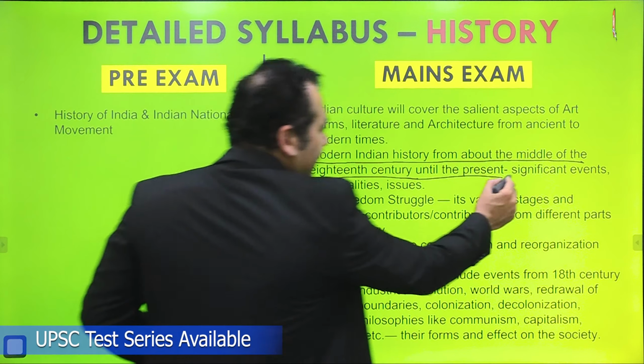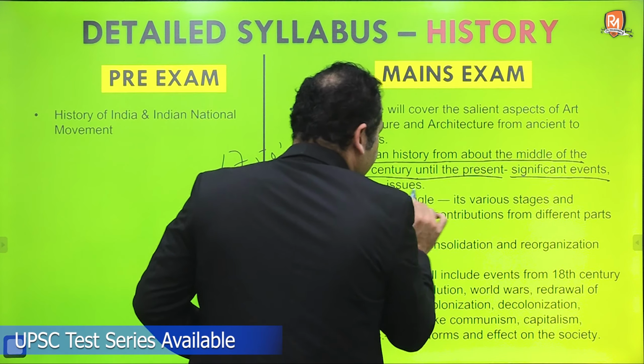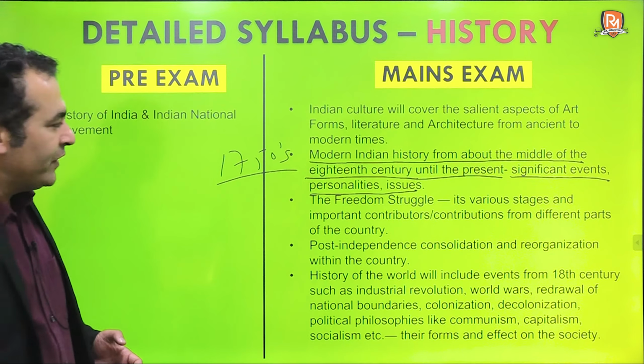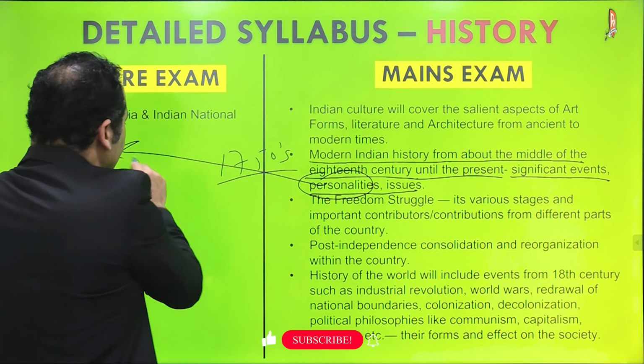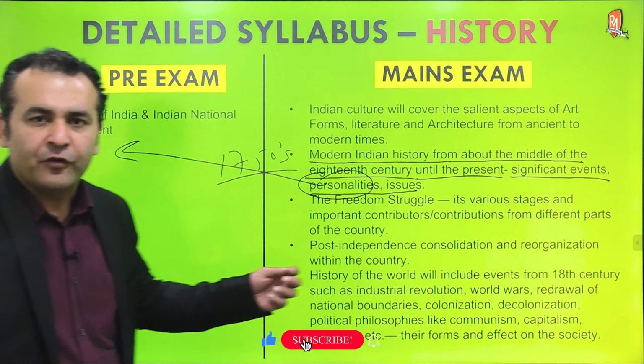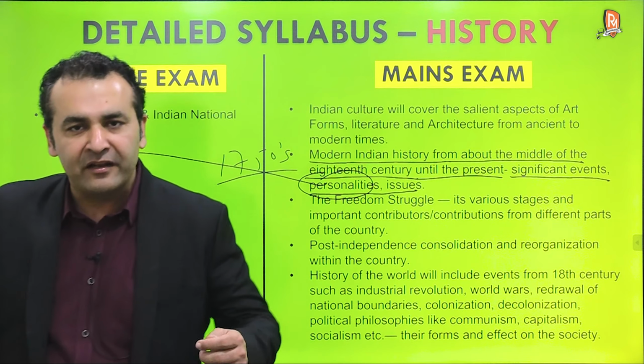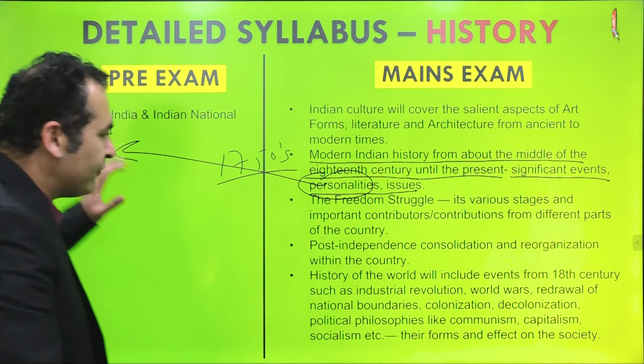Then significant events, significant personalities and issues. Now we have to cover personalities. Questions on personalities can be asked here. Which of the following is true about Rabindranath Tagore? Which of the following is true about Dayanand Saraswati? So we have to understand it.